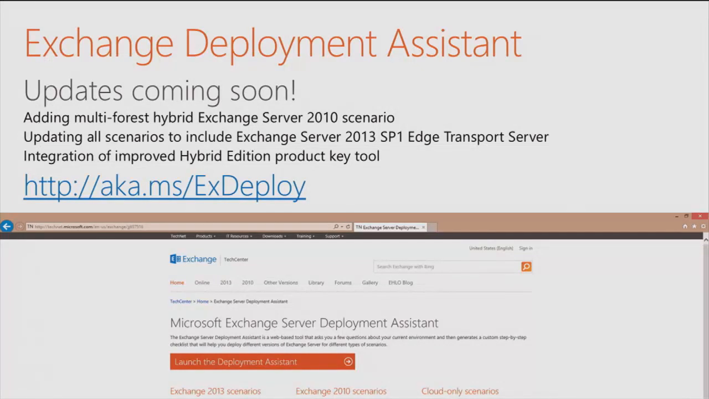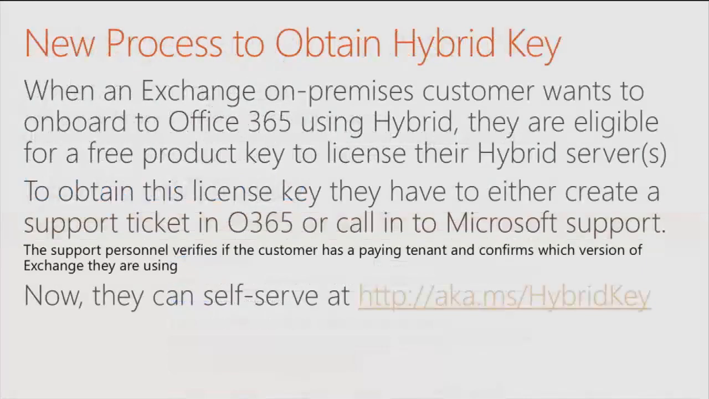All right. Now, speaking of that hybrid key tool, there is a new process that we have. So if you're an Exchange on-premises customer, and you've just bought Office 365 and you want to go into hybrid mode, historically what you would do is you would either call Office 365 support, or you would open a support ticket through the Office 365 admin support portal, and you would request a hybrid key. This would generate a ticket, and maybe a few hours later, or maybe the next day, someone in support would email you the key.